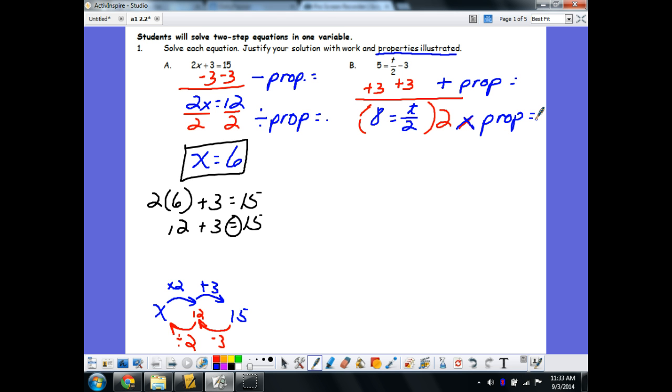And our final answer, 2 times 8 is 16. And that is equal to t. And again, a quick check. 16 divided by 2 is 8. 8 minus 3 is in fact equal to 5. So that is our solution.